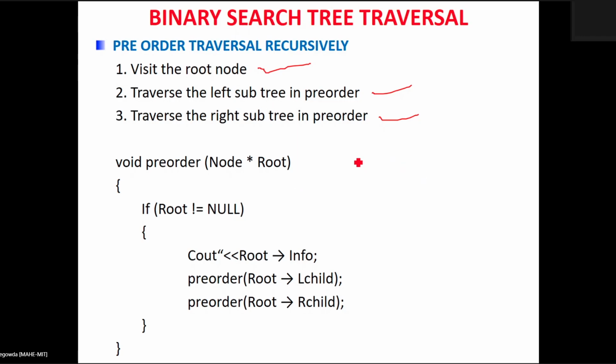Okay, this is the piece of code. This piece of code can perform the pre-order traversal recursively, whatever may be the depth of the binary search tree. So this piece of code is going to visit all the nodes. In this case we have taken a root. Root is nothing but a pointer which holds the address of the root node.